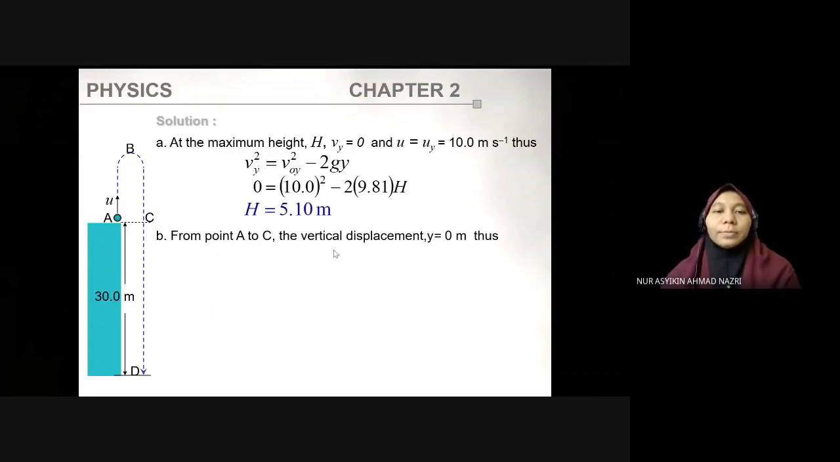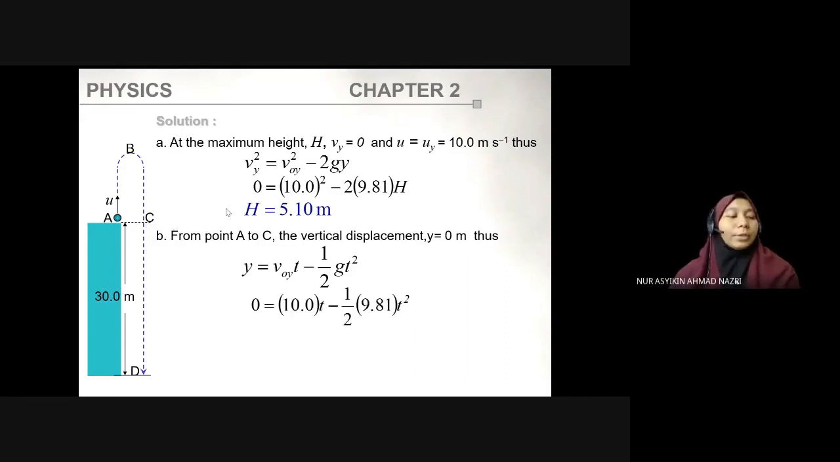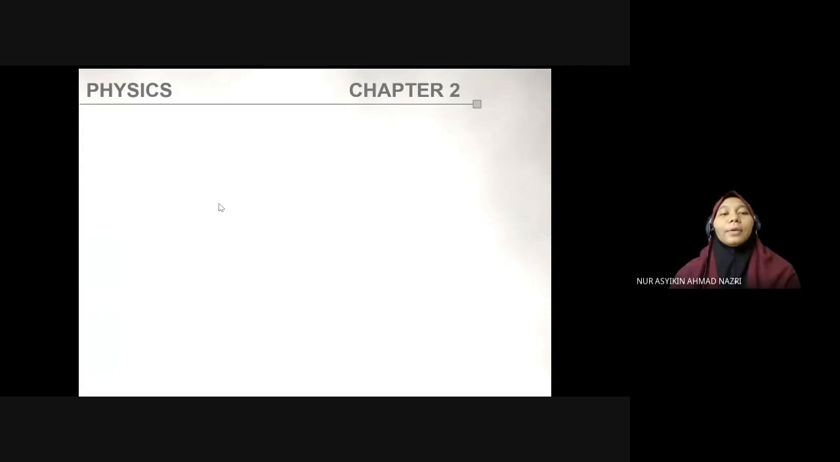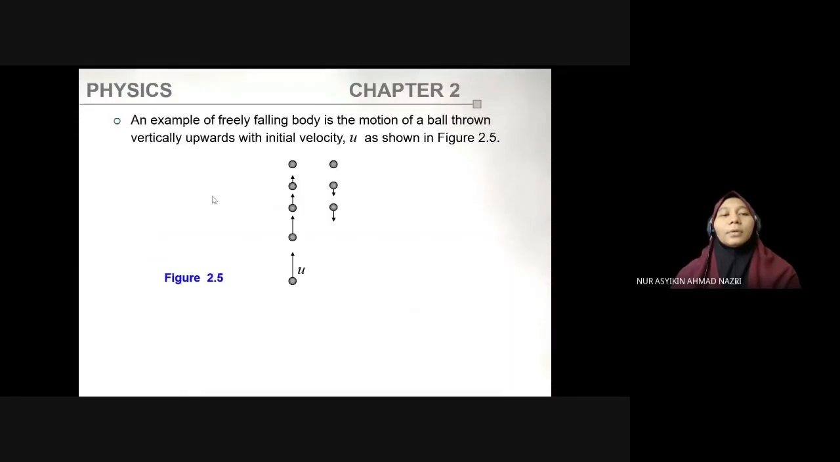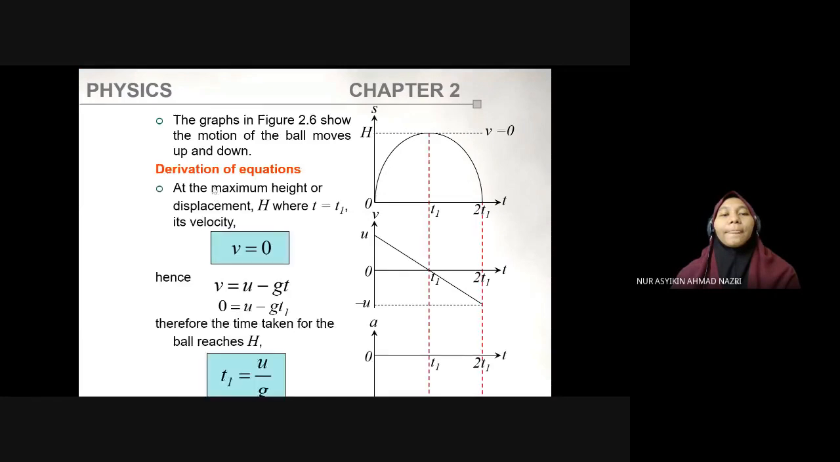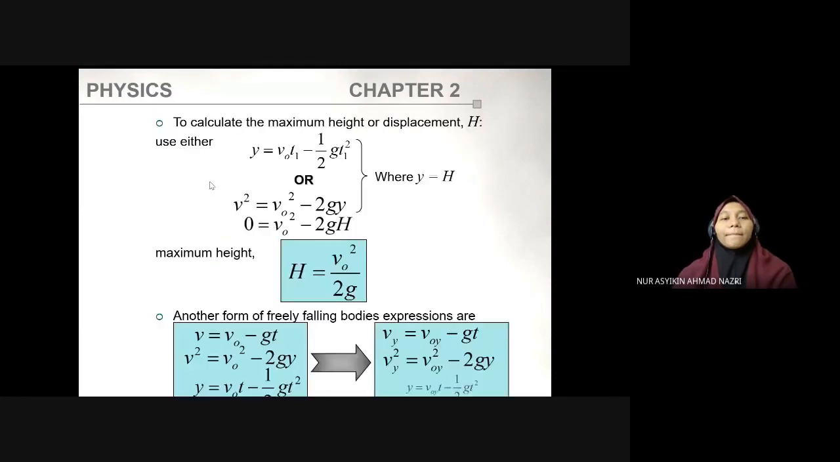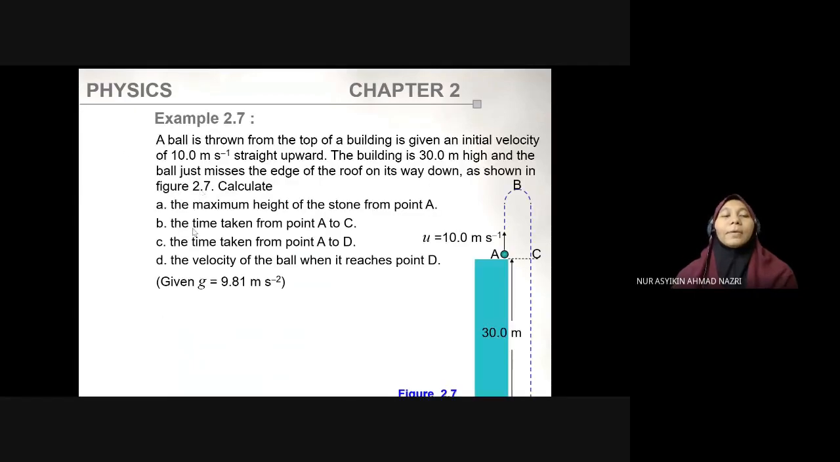Alright, so now we have found the time for the ball travel from A to C. Okay, so next C. Ya Allah. Okay, C apa soalan dia? Kenapa jauh sangat ni? Okay. The time taken from point A to D. Macam mana nak buat pula ni? From point A to D.